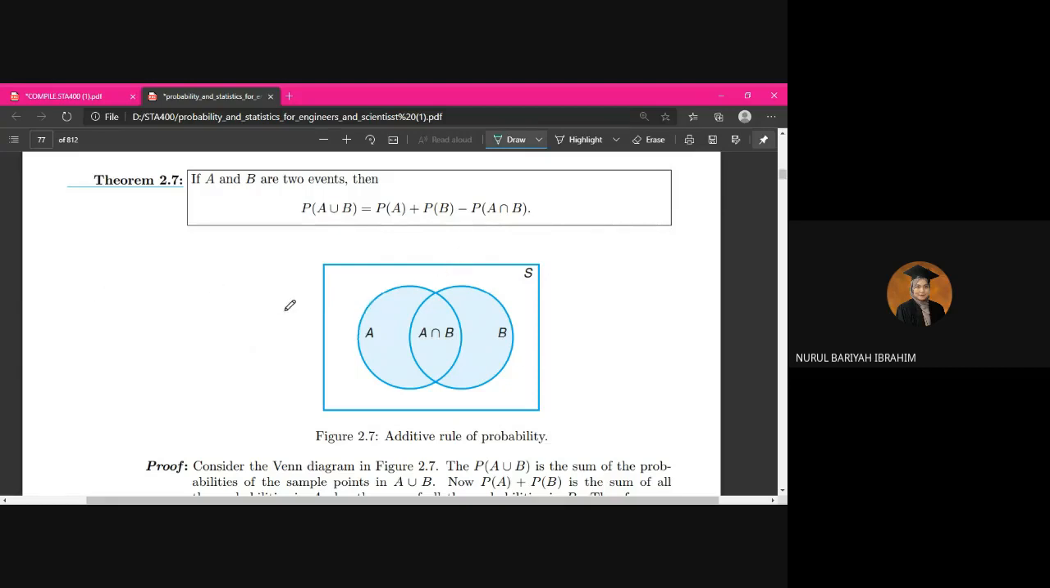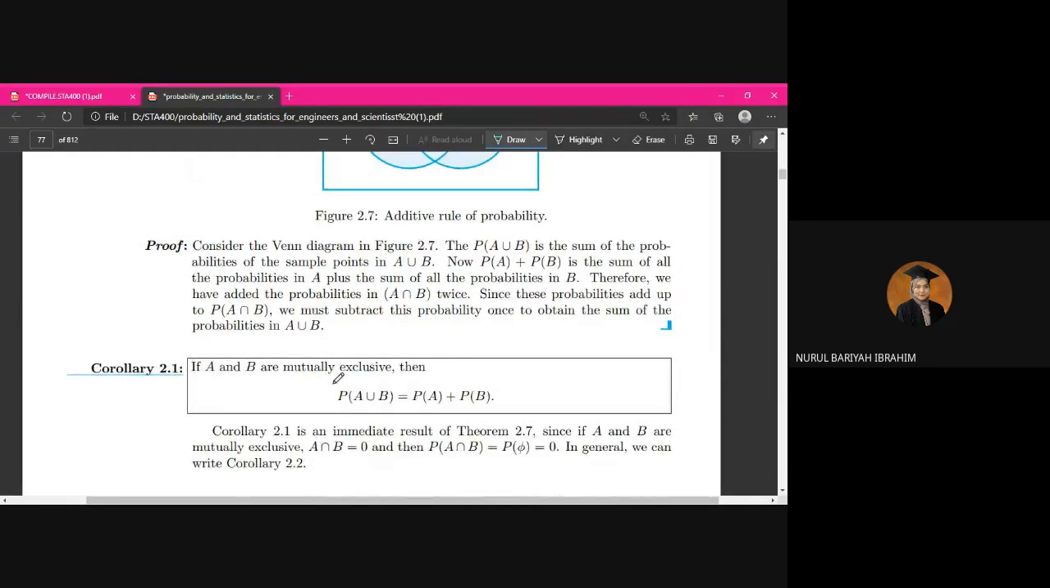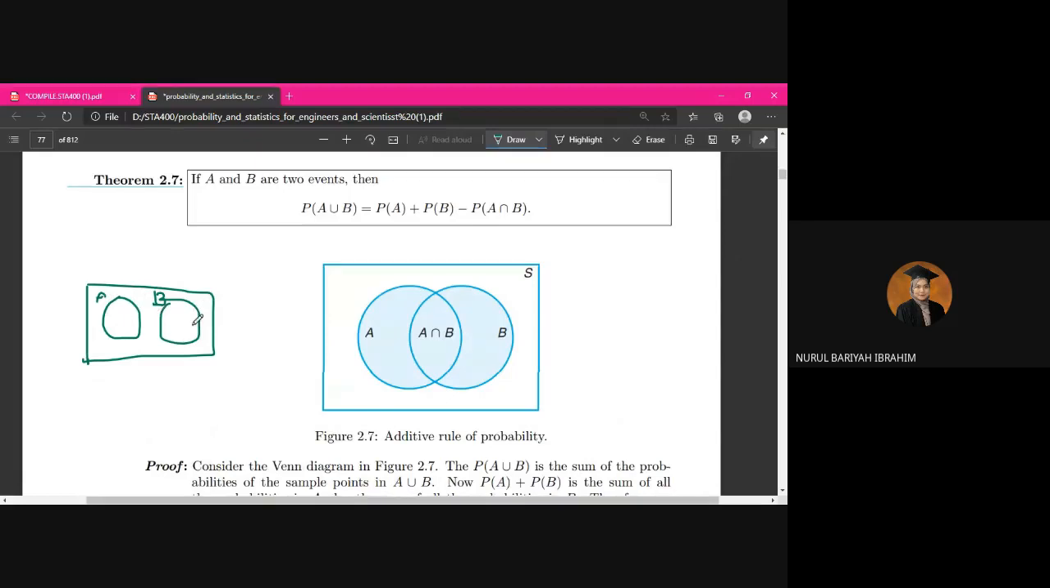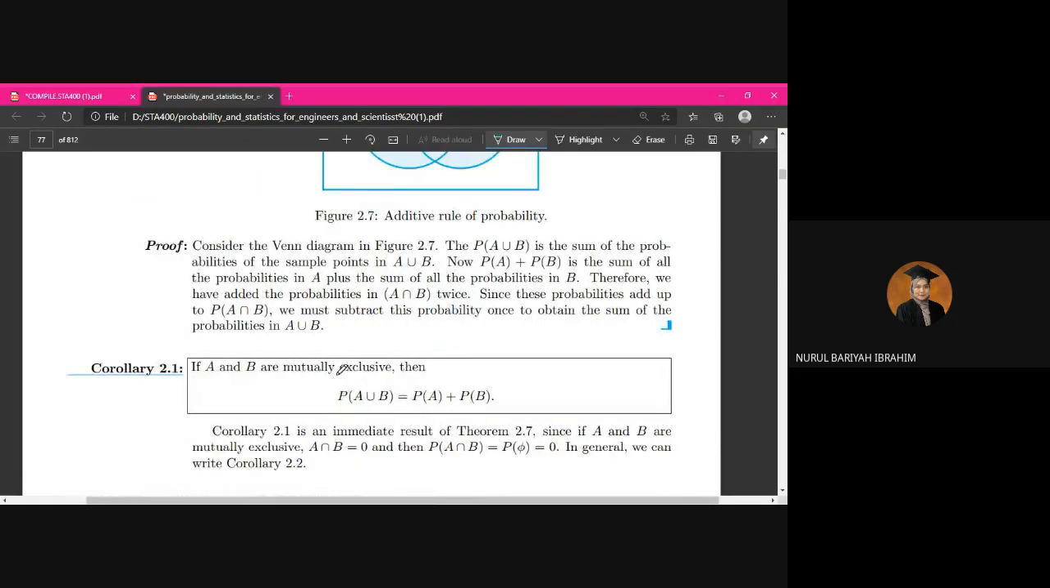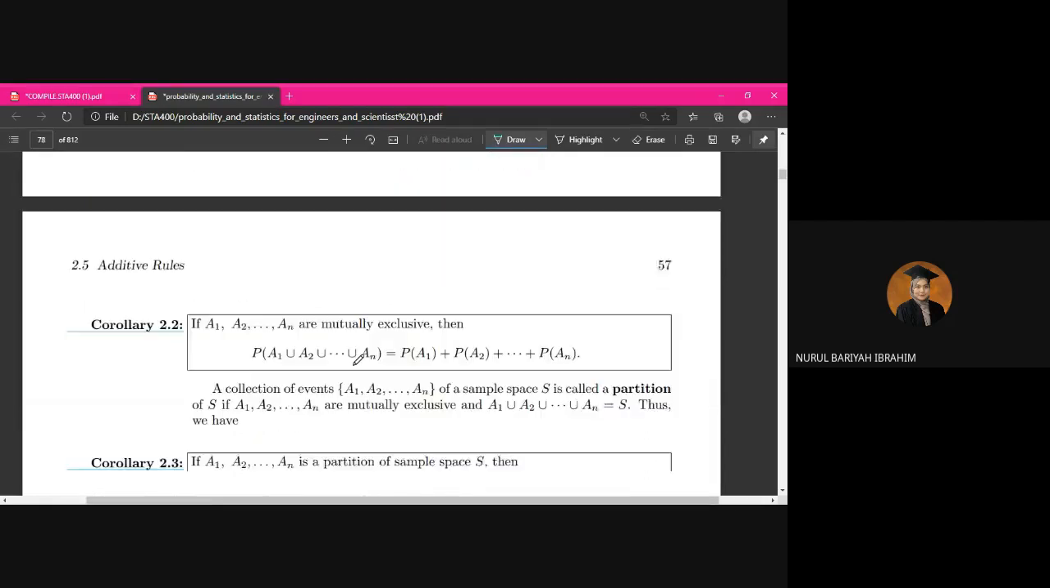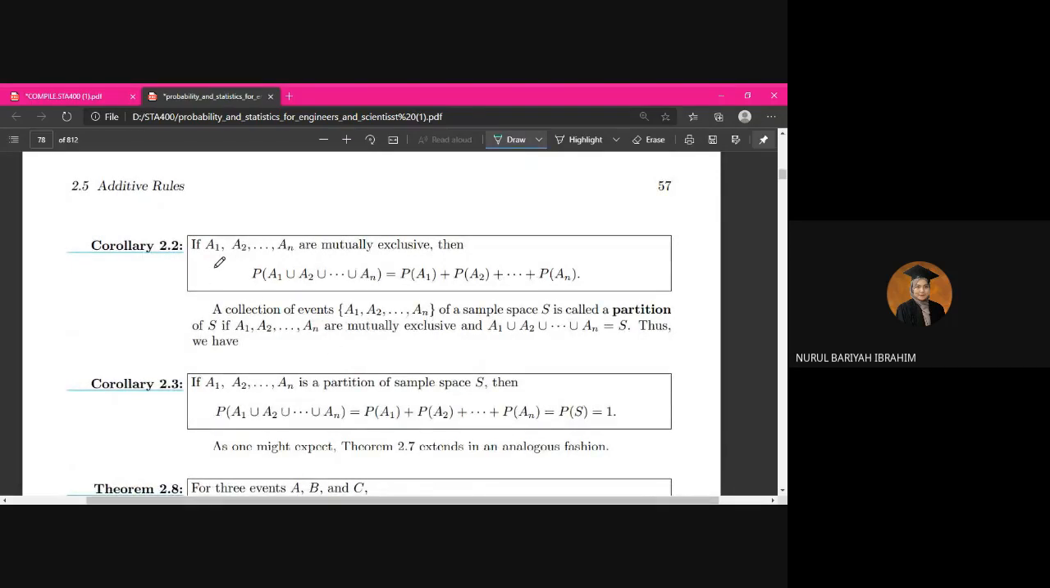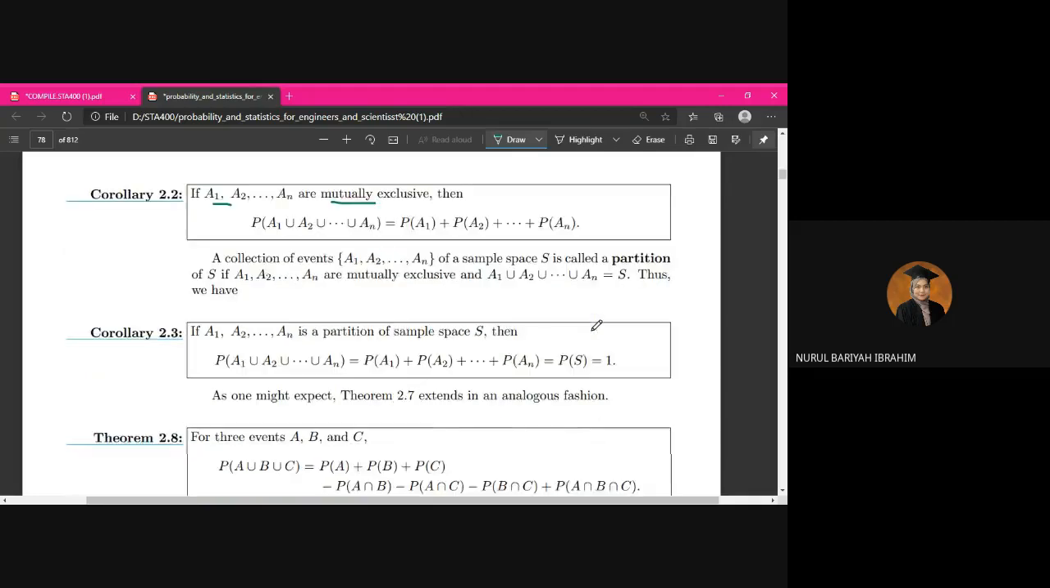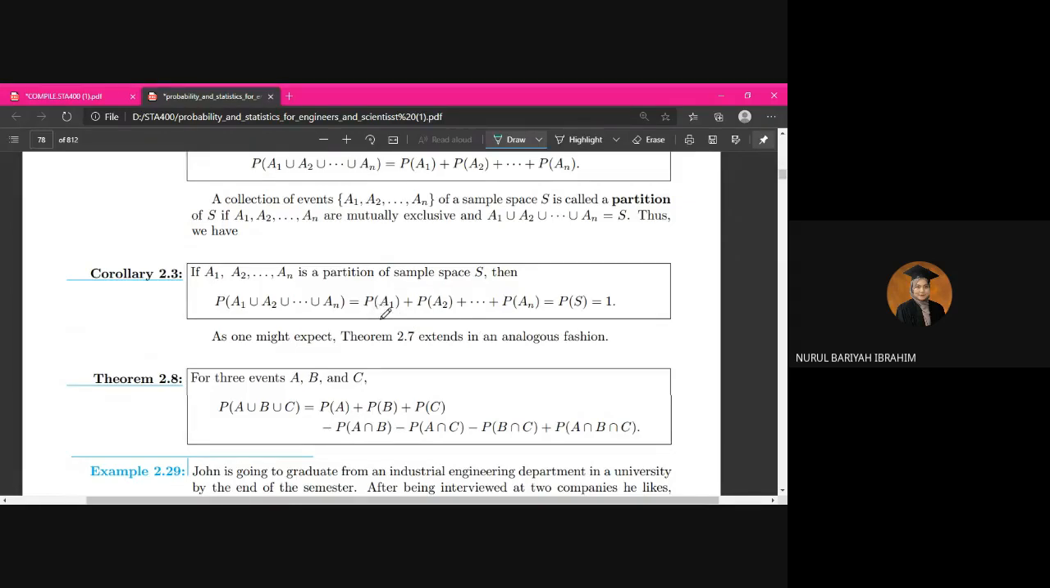Alright. But if A and B mutual exclusive, apa maksud mutual exclusive? So let's say A and B mutual exclusive, maksudnya dia tak ada intersection. Kan? Tak ada intersection between event A and event B. No intersection. So the probability of A union B will be just probability of A plus probability of B. If A and B are mutually exclusive. If we have more than 2 events and all the events are mutually exclusive, so we just need to plus all the probability of the event. And we know that the summation of the probability of all the events of the sample space adalah 1.